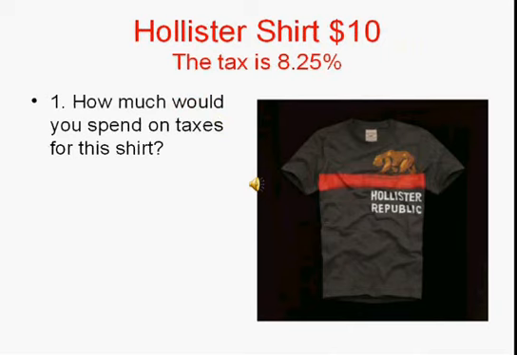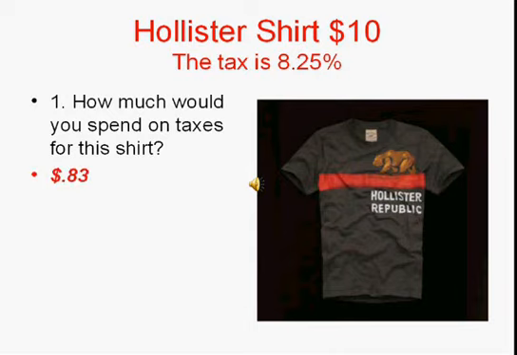So here's your first problem. The Hollister shirt is $10. The tax rate is 8.25%. So how much would you spend on taxes for this shirt? Go ahead and press pause and work this out on your paper.